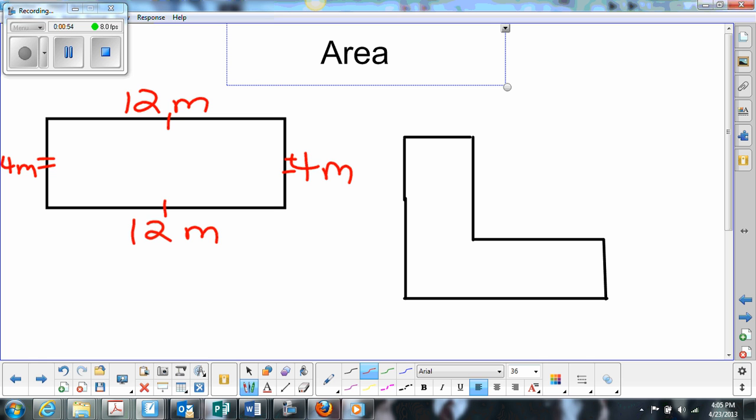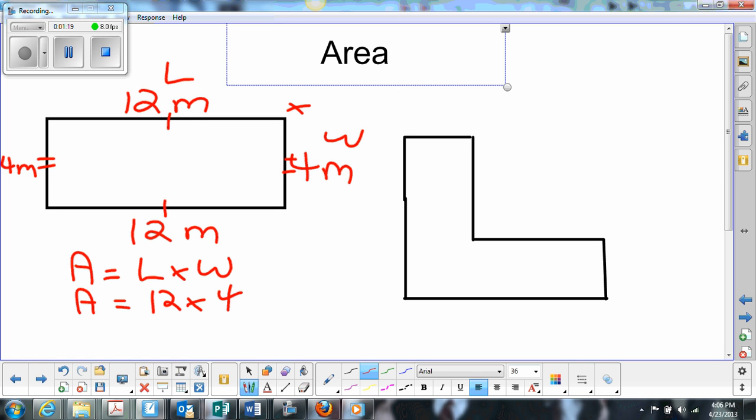Now the equation for area is length times width. So the length multiplied by the width. And how you write it is this. A for area equals length times width. And then you just do the steps below that. A for area equals the length, 12, times 4. Well, what's 12 times 4? I've done my rocket math this year. I know that A equals 12 times 4 equals 48 meters.